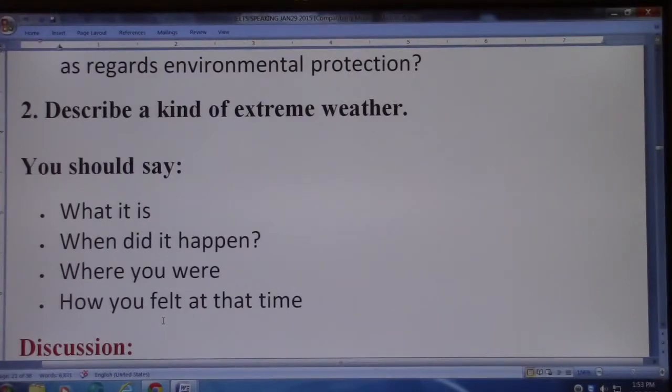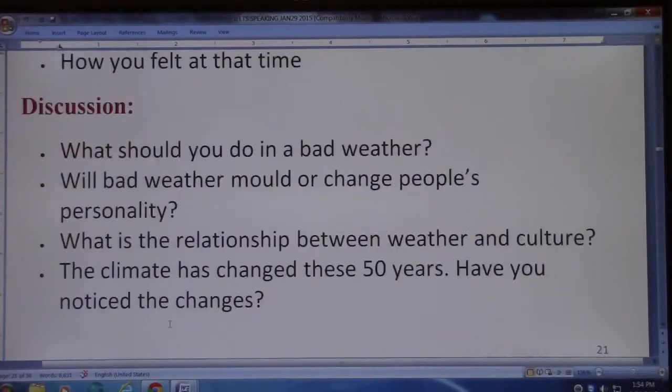So describe a kind of extreme weather. We talked about extreme weather today. Remember? Like a blizzard. What is it? When did it happen? Where were you? And how did you feel at the time? Like last year in Canada, there was freezing rain, and there were power outages. So you can talk about storms, and you can talk about a tsunami. It wasn't the weather though. It was, but you can talk about cyclones, typhoons, hurricanes, storms, and the things that happen like blizzards.